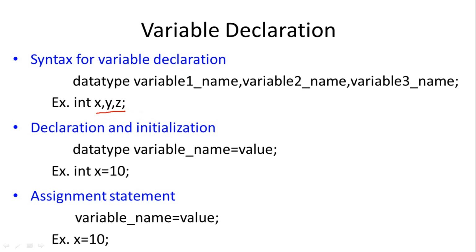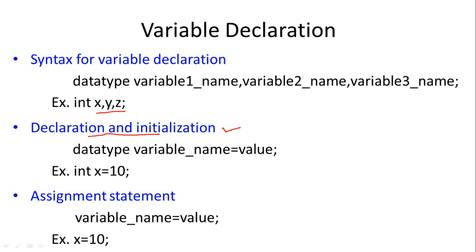So there are two types. The first type is declaration and initialization. So what is the meaning? Here the value is assigned at the time of declaration itself. Whenever we are declaring the variable, at the same time we also assign the value to that variable. So that statement is called declaration and initialization.